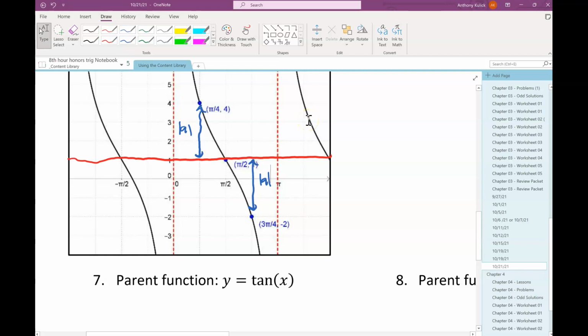Tommy? Can you find C for me, please? Sure. So this is the period, right? Right. For tangent, the period is pi times the absolute value of C. And the other one was 2 pi, right? Right. So here C is just 1. Okay. Cool.